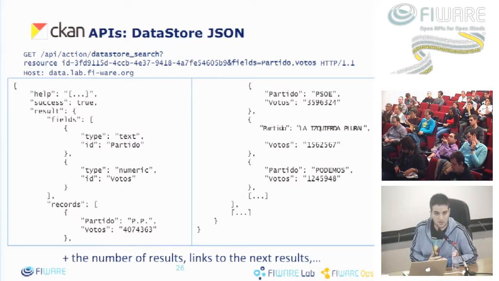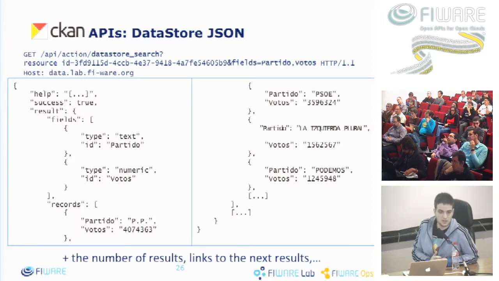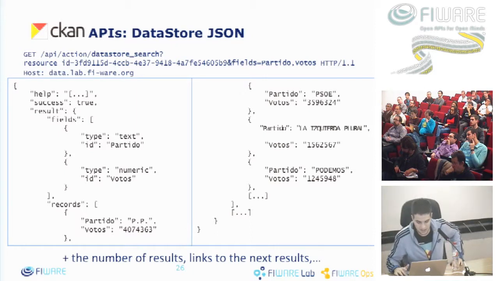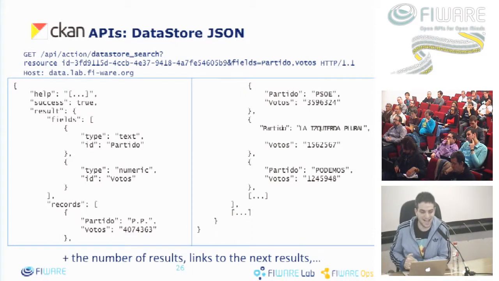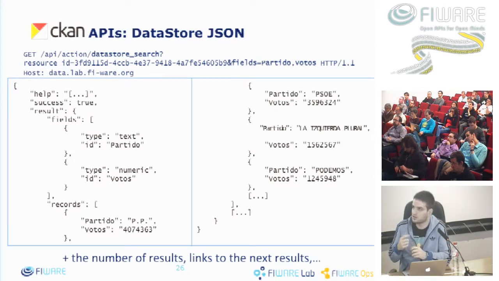Okay. Where do I get the resource ID? The resource ID is just created when you publish data. Sorry, this is my fault. When you publish a dataset in CKAN, you can add more resources. A dataset is composed of one or more resources. When you publish a resource, you get the ID of this resource. A resource is just a file, a CSV, or whatever you want.